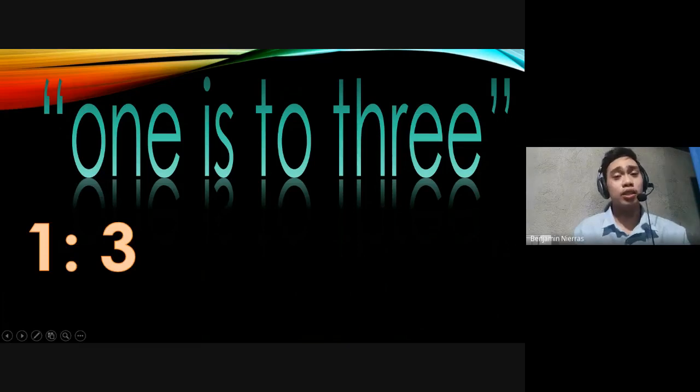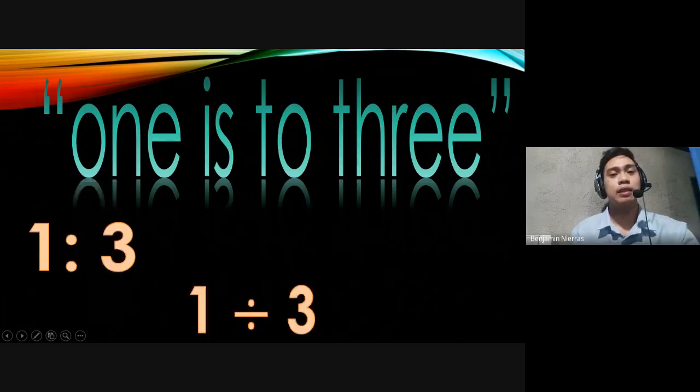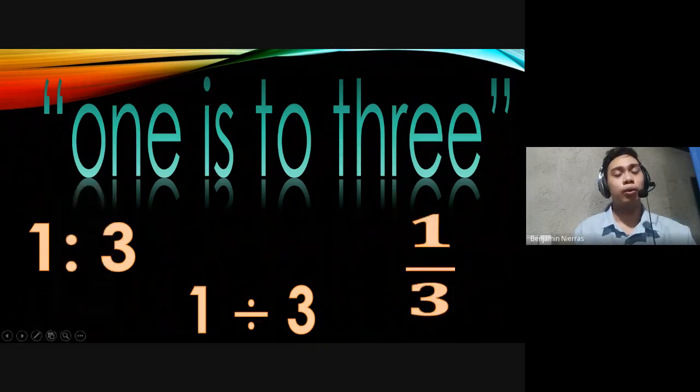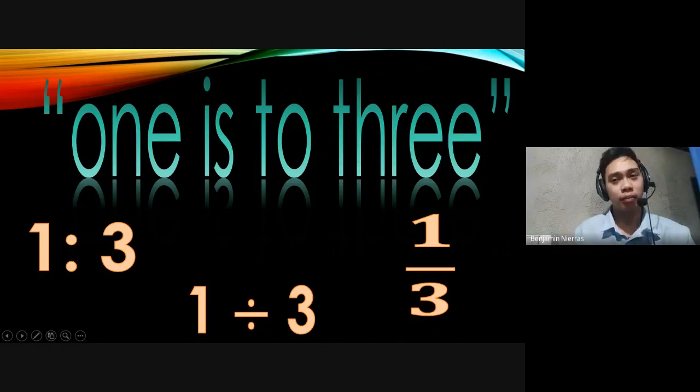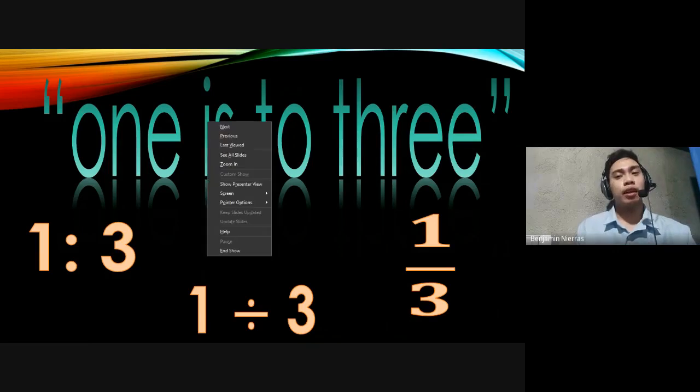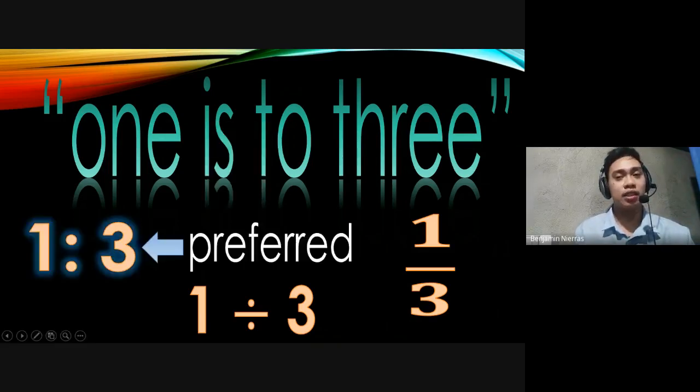So we have 1 is to 3 separated by the colon, or 1 divided by 3, no? Or 1 over 3. So these are the possible answers in writing this 1 is to 3 statement. All are the same value, but I prefer this. Now, 1 is to 3 with the colon.